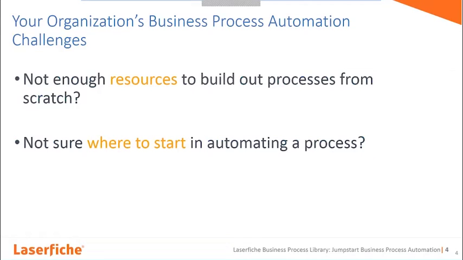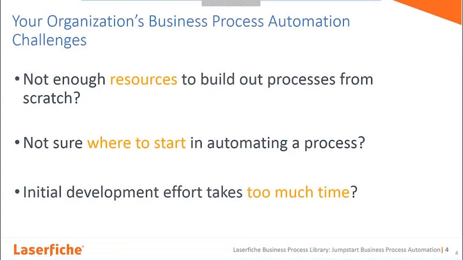Then again, even if the resources are available, sometimes the challenge can be figuring out where to exactly start in automating a process. Everyone could have their own input, their own method or preference. It might just be hard to get the process mapping down in the first place. Or another common one here could be that the initial development effort of automating a process can be a time-consuming effort. Getting the right people involved, getting the process diagram down. You've invested in a business process automation technology, and of course you'll want to be able to apply it as soon as possible.